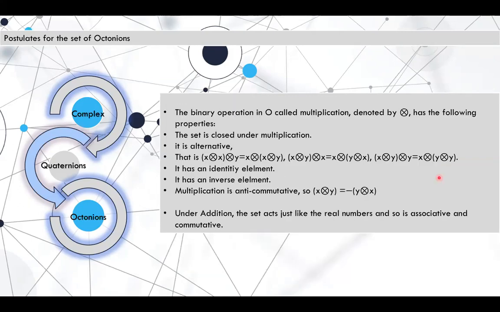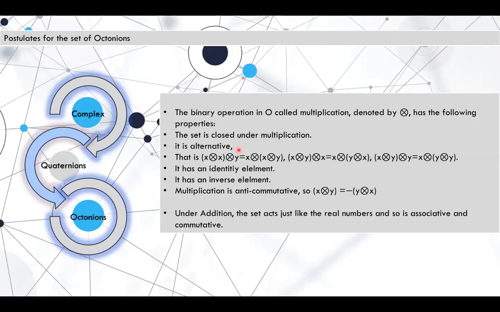Now we show the postulates for the set of octonions. We have the addition postulates. Those are actually just the same as the real number postulates. And the multiplication postulates are slightly different. We do have that the set is closed.